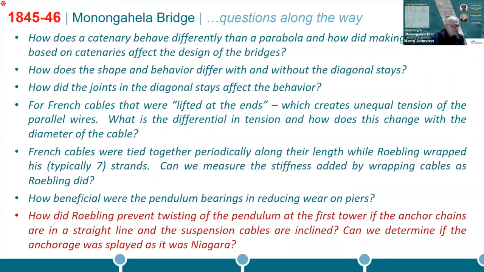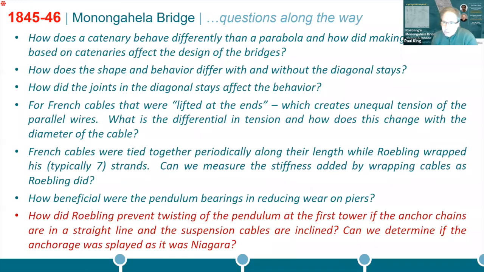And to some degree, when we say these, we're really thinking, when you're an engineer working in the 19th century, how did you look at these problems? How does the shape differ with and without the diagonal stays? How did the joints in the diagonal stays affect the behavior? It may not have been so clear in the drawings, but the way those diagonal stays were made is they were multi-segmented iron bars and they have joints.